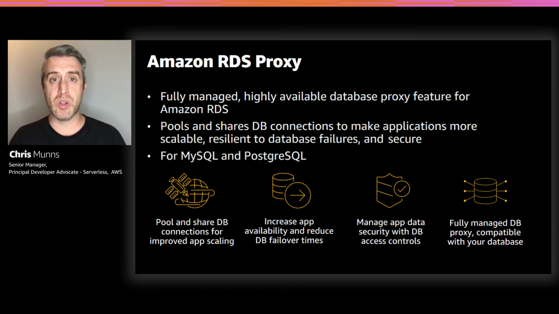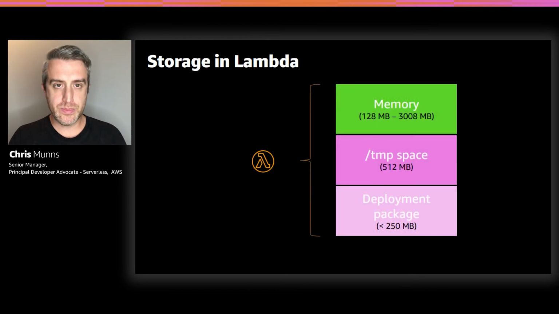If you've been holding off because you didn't know about this solution, then I'd encourage you to check it out as well. So let's talk about storage real quickly here. With Lambda, there are 3 different types of storage that exist just by default. The first is the memory configured for your function, which can be anywhere from 128 megabytes to 3 gigabytes. The second is the temp space in the worker environment, which can be up to 512 megabytes of local storage. And the third is your actual application artifact, your deployment package, which can be up to 250 megabytes.